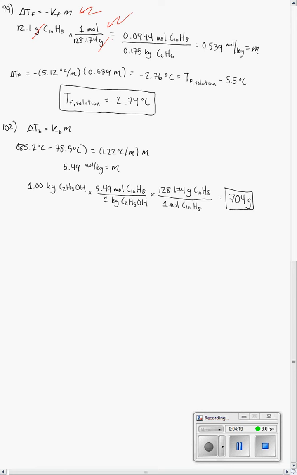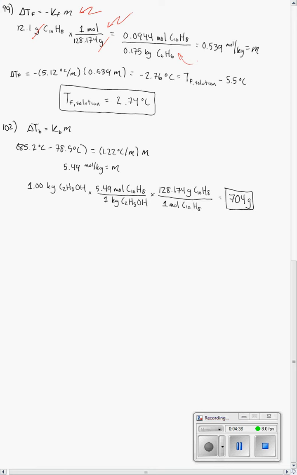Molality is moles of solute per kilogram of solvent. We're told that we have 0.175 kilograms of our solvent, benzene, C6H6. So that gives us what we need in the denominator of our fraction. Dividing our moles of solute by our kilograms of solvent gives us a molality of 0.539 moles per kilogram. This is something you can then plug into the freezing point depression problem.